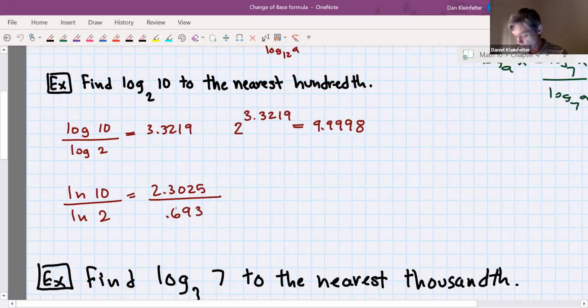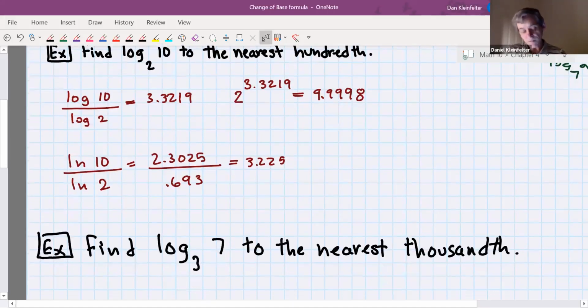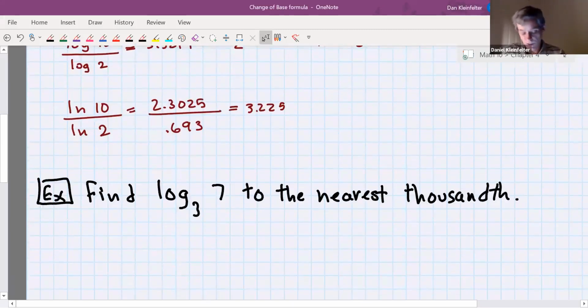2.3025 divided by 0.693 is about 3.225, which I rounded a lot more this time, but it's still almost 3.3. Okay, I rounded a lot, I guess. But it worked for the natural logarithm too, okay?